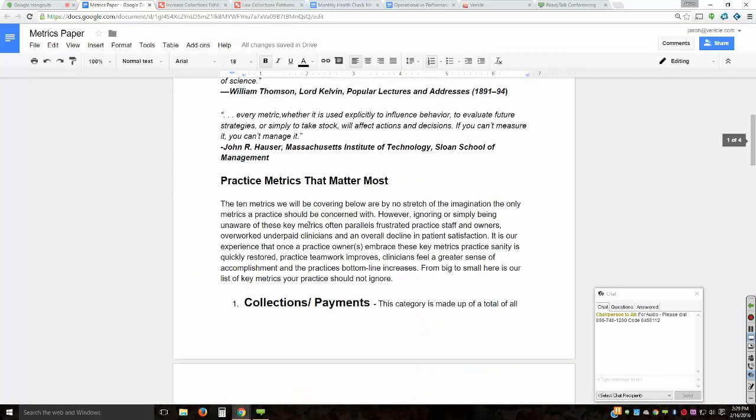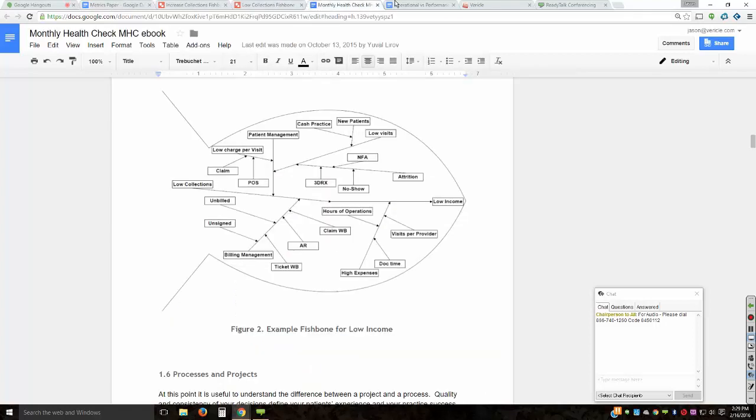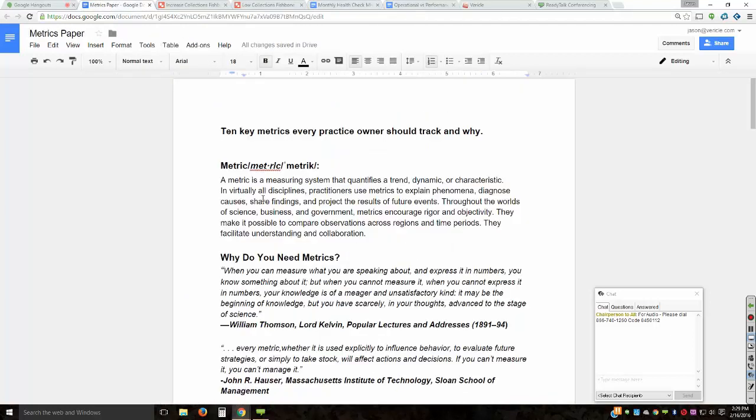Anybody who emails us, we will email them 3 things. We will send them the metrics paper that we wrote. We'll send them the operational versus performance metrics, and we'll send them our MHC ebook, which goes over each metric and how you can plan for success for them.